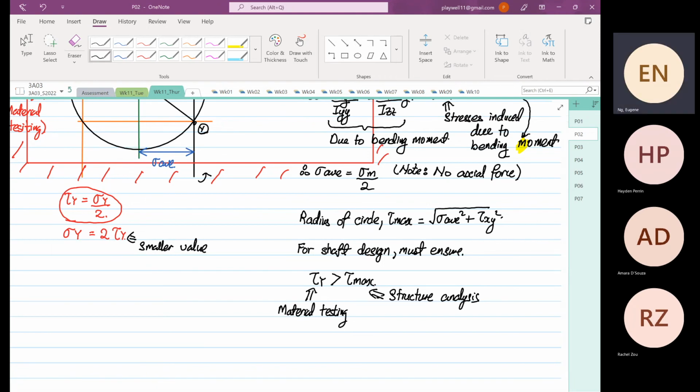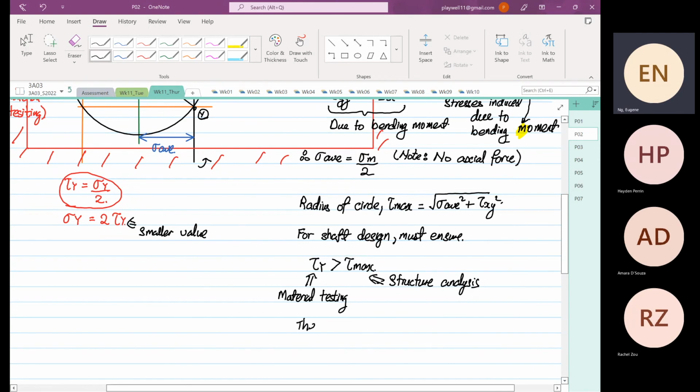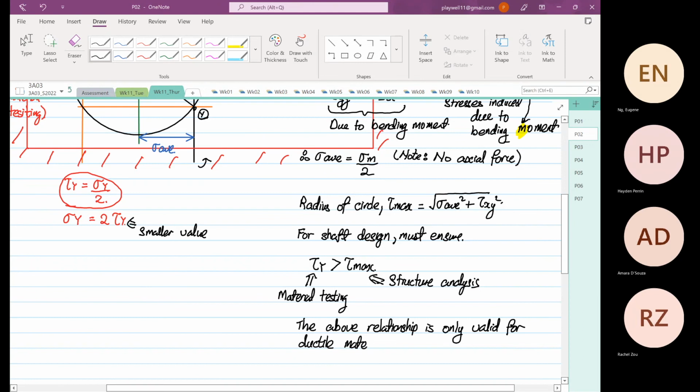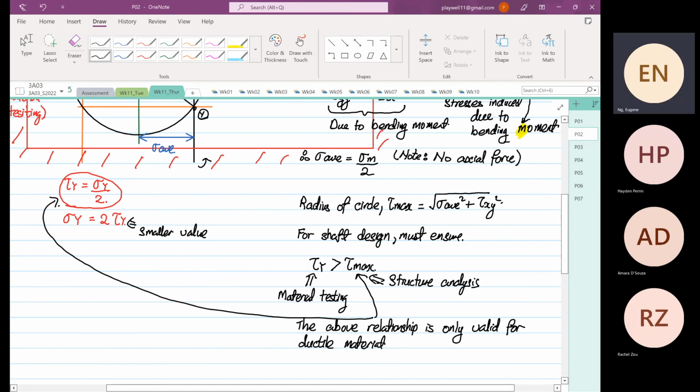Okay, and the above relationship is only valid for ductile material. When I say relationship, it is this relationship over here and this relationship over here. It's only valid for ductile material. We cannot use this for brittle material at all, unfortunately. So we realize that these shaft formulas that we are deriving have: A, zero axial stress; B, shear force is very small; C, only valid for ductile material. You cannot use this for brittle material.